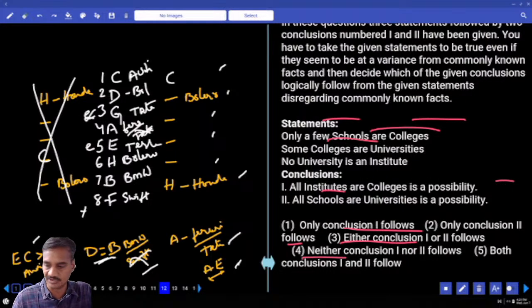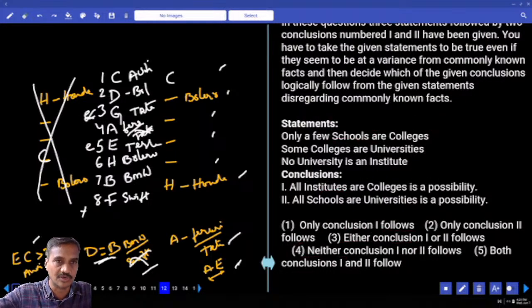Then the next one, 12 onwards. Now in this question number 12, only a few schools are colleges. Yes, how to represent this one?